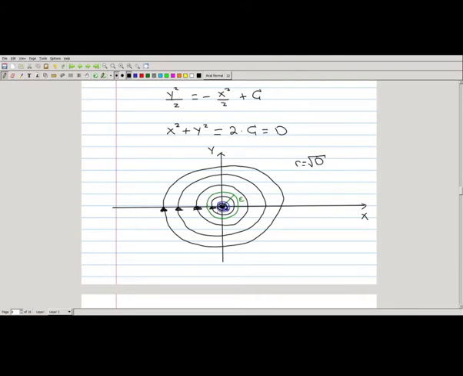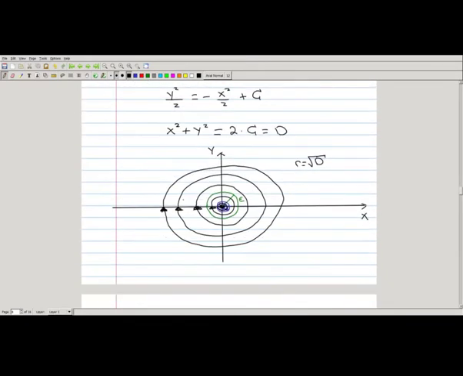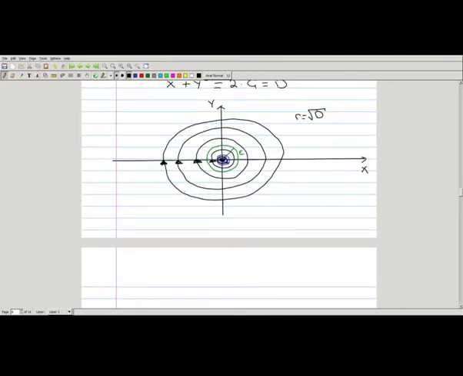But it's not asymptotically stable, because for none of these orbits does there exist a small enough delta ball such that solutions inside of it converge to the equilibrium point. There is no such delta ball. This is just a quick explanation of why this equilibrium point is stable, but not asymptotically stable.